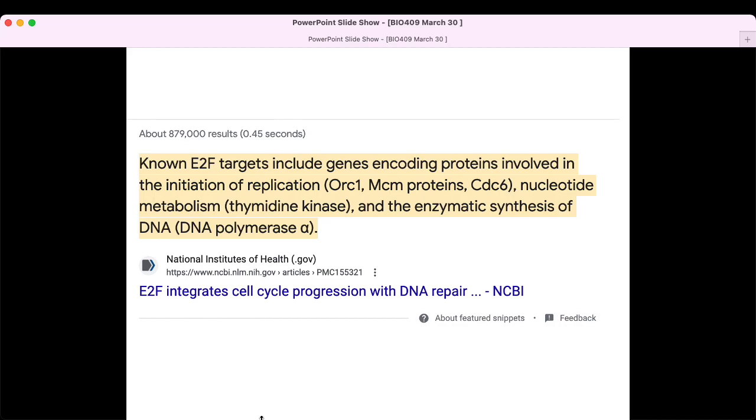Known E2F targets include genes encoding proteins involved in the initiation of replication. So look at that, MCM proteins. We're gonna make more, right? And when they get made, we're gonna phosphorylate them. So we're just cranking this sucker up, right? It's a big job to replicate our big genome, right? So then nucleotide metabolism, we're gonna synthesize the building blocks.